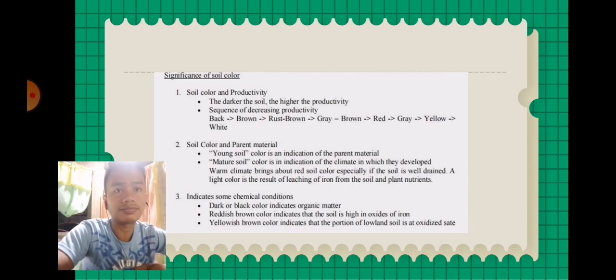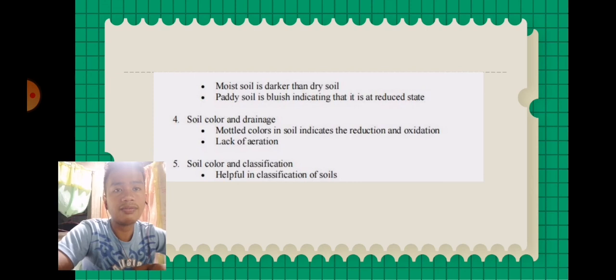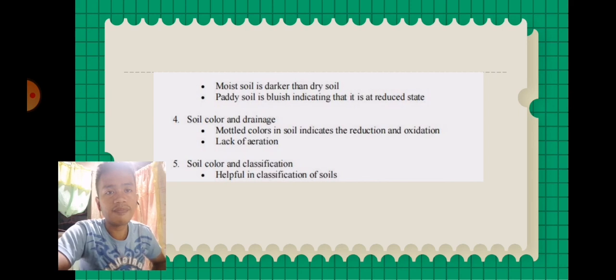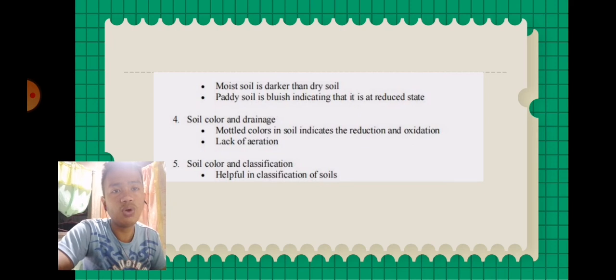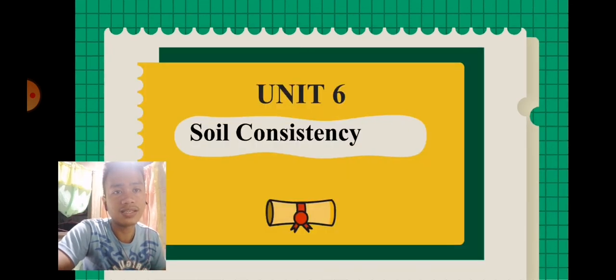state. Moist soil is darker than dry soil, and the last one is that paddy soil is bluish, indicating that it is at a reduced state. Number four is soil color and drainage. Mottled colors in soil indicate reduction, oxidation, and lack of aeration. Number five, soil color and classification. It is helpful in the classification of soils.